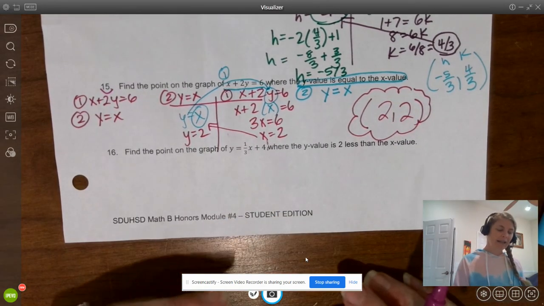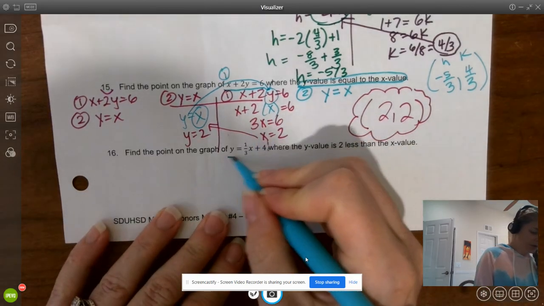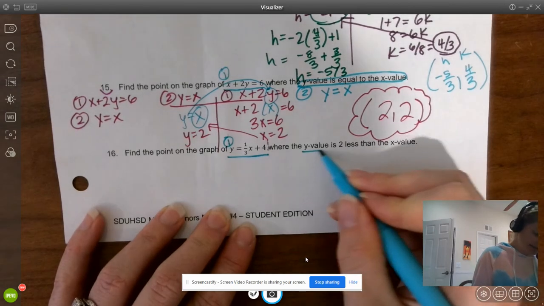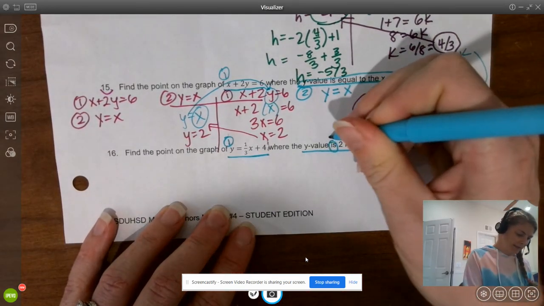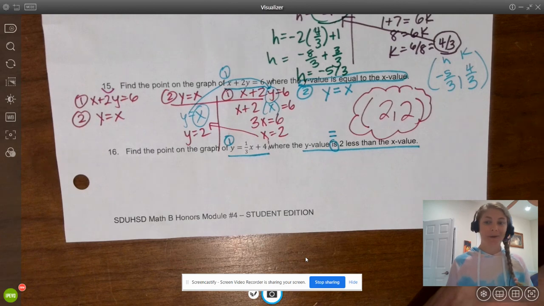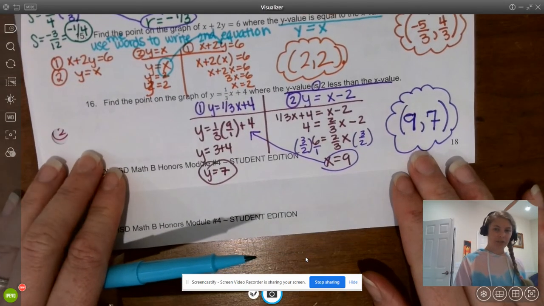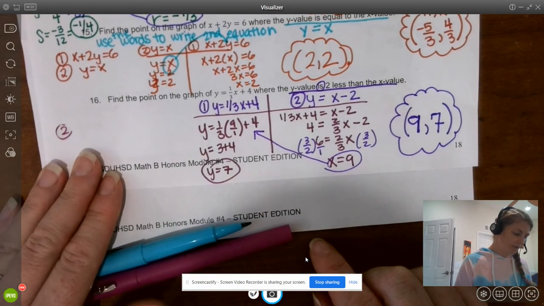So 16 is the same, where I'm giving you the first equation of my system algebraically, and I'm giving the second equation in my system verbally. Remember, is means equals. Go ahead and finish solving 16. Pause the video, and then we'll go over it together. Okay, on 16, we should have gotten the answer (9, 7). And you can see my work.